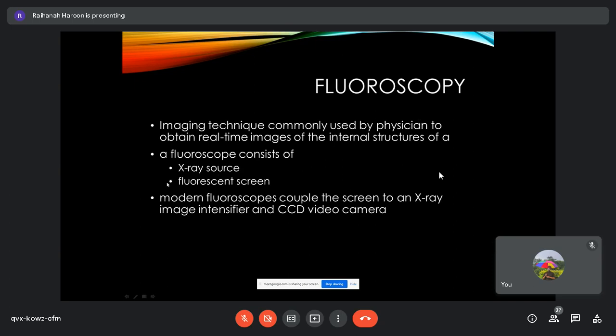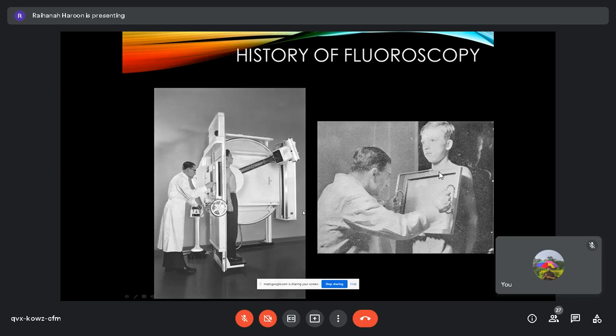The third difference is actually the machine itself. The machine is different. It does not only have an X-ray source. It has a fluorescent screen as well. The machine is actually totally different. You can do an X-ray image from a fluoroscopy machine, but you cannot do a fluoroscopy procedure using an X-ray machine.